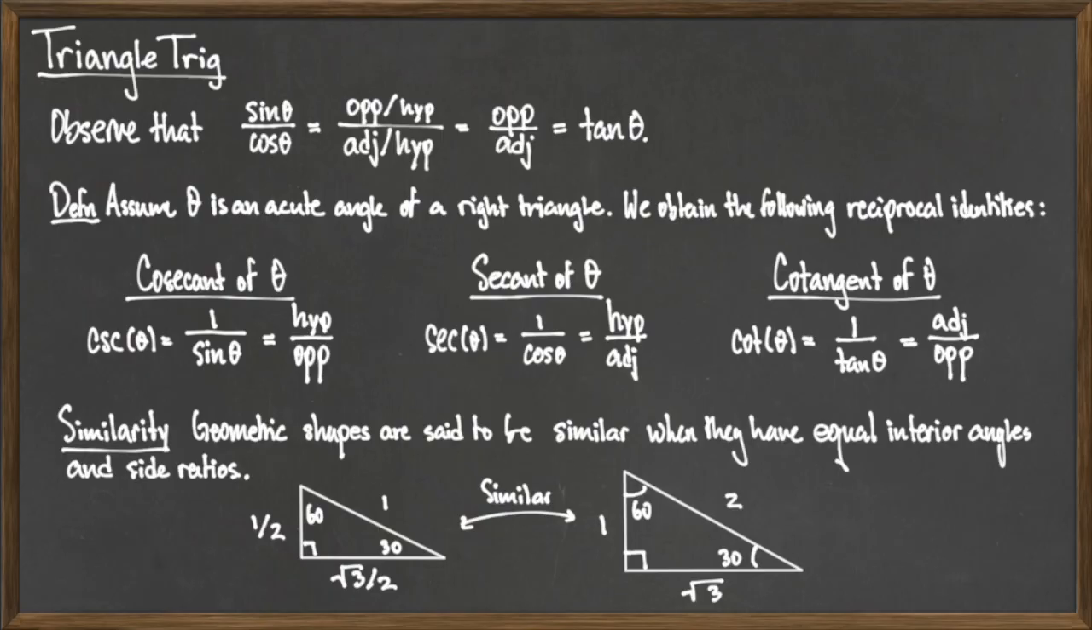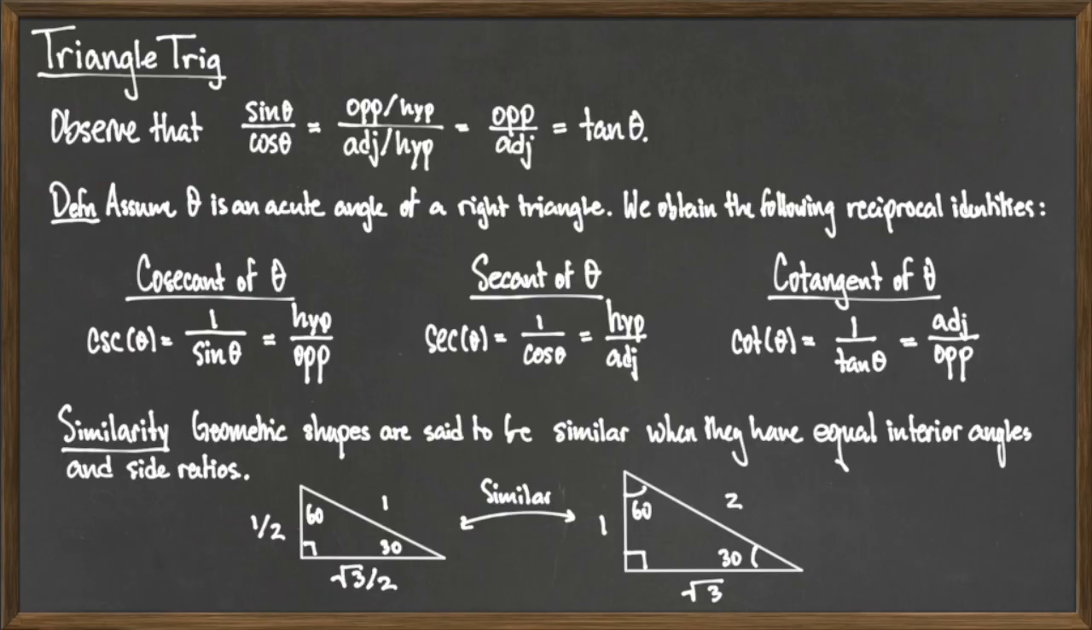The triangle on the left has a hypotenuse length of 1, and side lengths of 1/2 and square root of 3 over 2. But if you multiply all of the sides of this triangle by 2, you get the triangle on the right, a hypotenuse length of 2, and then a vertical leg of 1 and a horizontal leg of square root of 3. But all the interior angles are the same, and all the side ratios are the same.